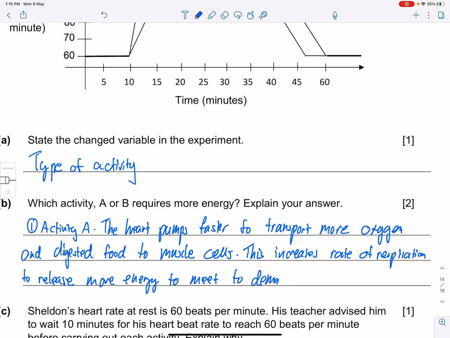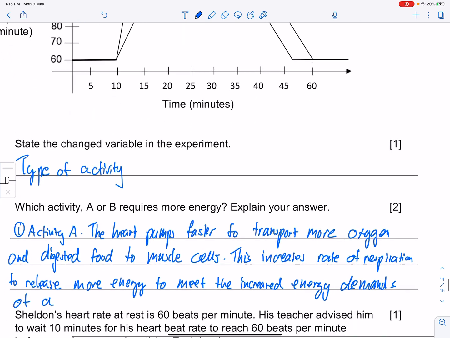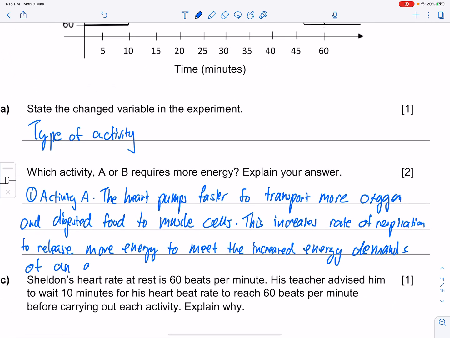Sorry, let me undo this. To meet the increased energy demands of a vigorous or a strenuous activity, or what word did they use here? Or of an activity that requires more energy. We use back the same word in the question. Alright?